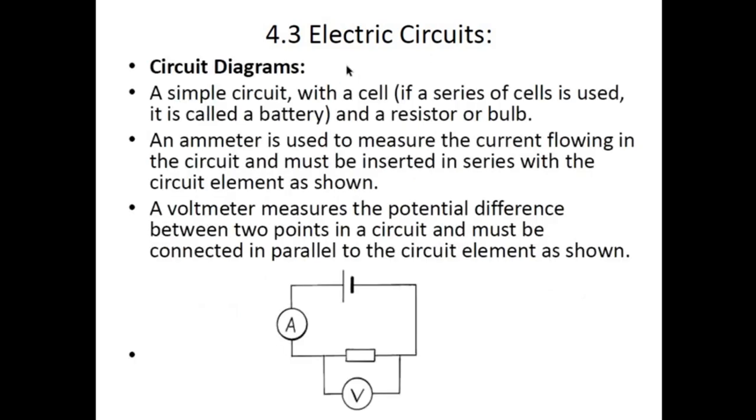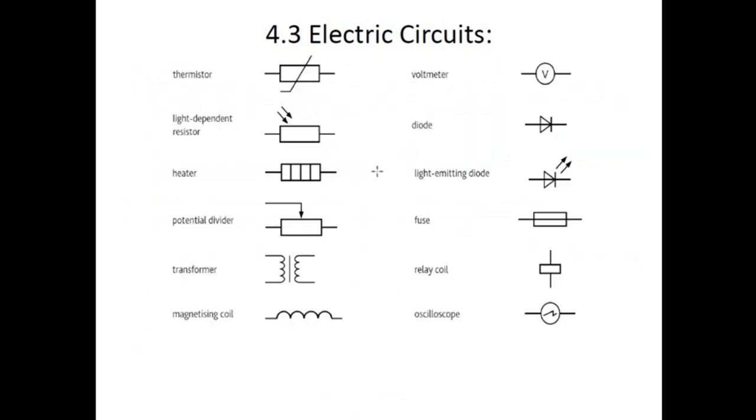Circuit diagrams: a simple circuit with a cell or a series of cells and a resistor or a bulb. An ammeter is used to measure the current flowing through the circuit and must be inserted in series, whereas a voltmeter is placed in parallel in order to measure the potential difference between two points or across a single component.